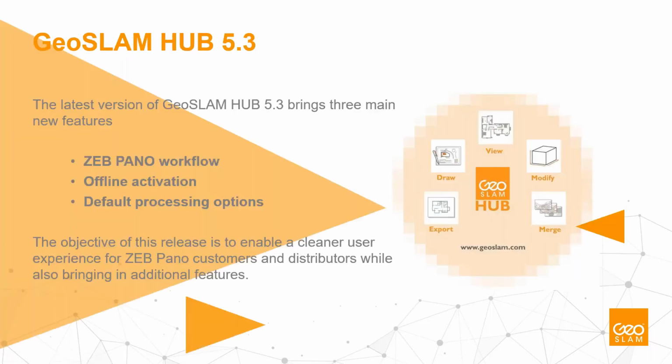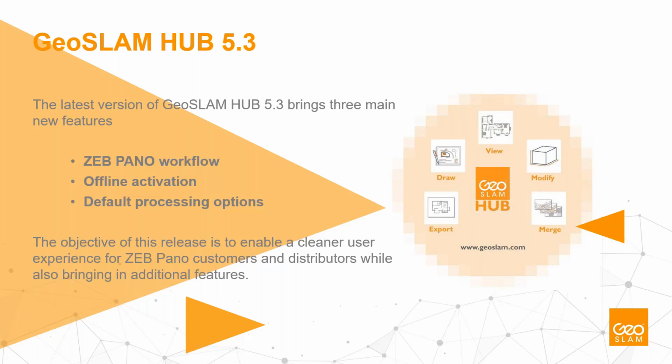Okay, so very briefly, what's new in 5.3? You can see there's three main things, the big changes that are in 5.3 that we've not really had before. The first one is a ZEB Pano Workflow. In the previous version, the ZEB Pano was processed using a separate tool, and we really wanted to get to the market with the Pano nice and quickly. We had a lot of interested customers, so we pushed it out, but we didn't have everything inside of GeoSLAM Hub yet.